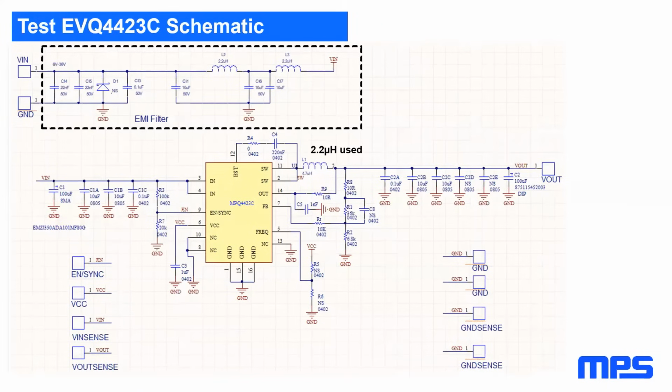Let's have a look at our example case, the MPQ4423C test board. Here's a schematic. We use a 2 microhenry inductor. We have a set of input capacitors, all 0402 or 0805, and output capacitors 0805. We have a 2-stage input filter consisting of 2 times 2.2 microhenry coils together with 0805 10 microfarad capacitors and some high frequency capacitor located directly at the connector.